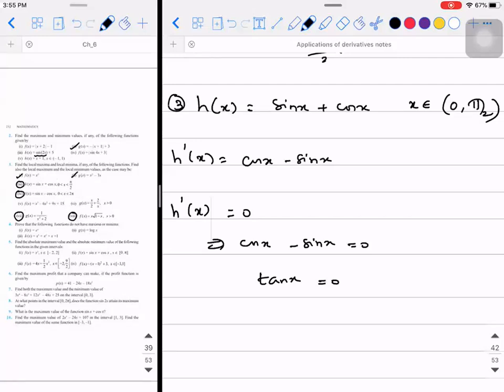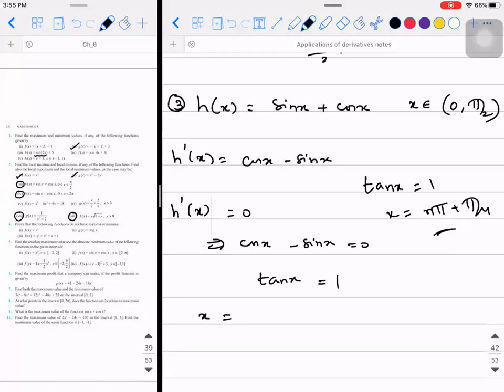Sorry, tan x equal to 1. Yeah, tan x will be 1, so x is equal to pi by 4. See, I'm going to write it like this: tan x is equal to 1, so x is equal to n pi plus pi by 4. Correct? Do I need to write it like this?